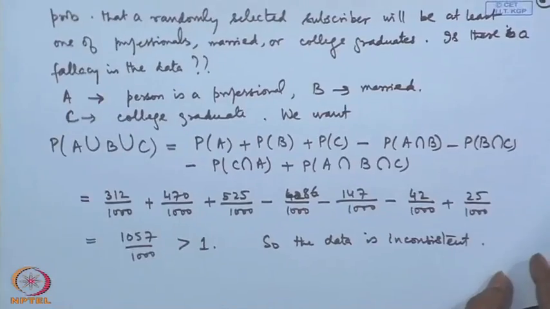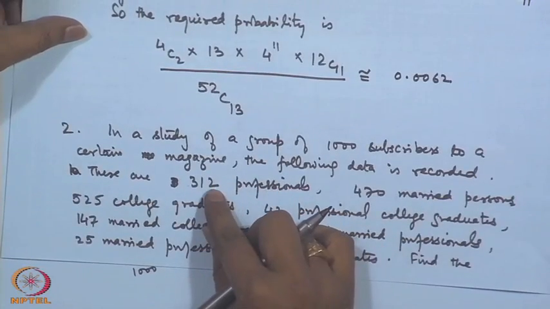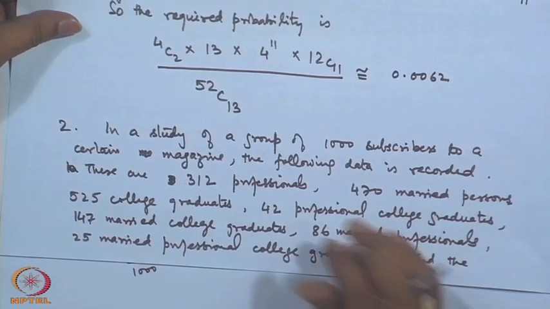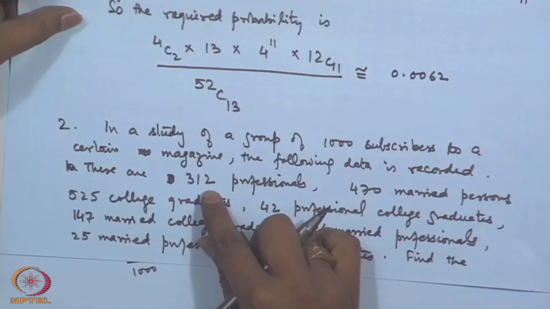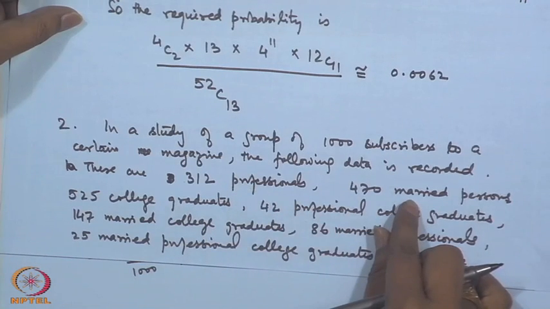Now, we look at some further aspects of the rules of probability. We define what is called conditional probability. It is something like this. If we consider what is the probability that a person is a professional, the answer is 312/1000. But suppose I ask the question, what is the probability that the randomly selected person is a professional given that he is already married?